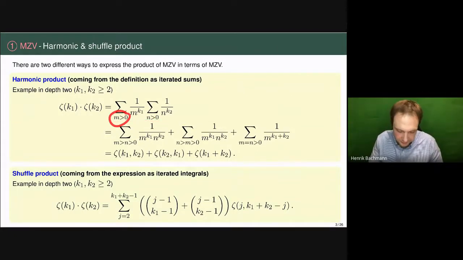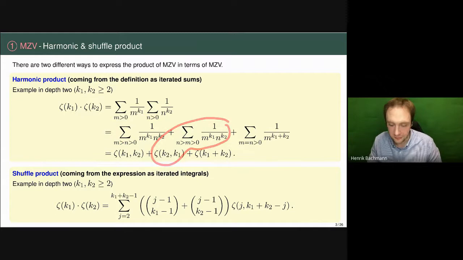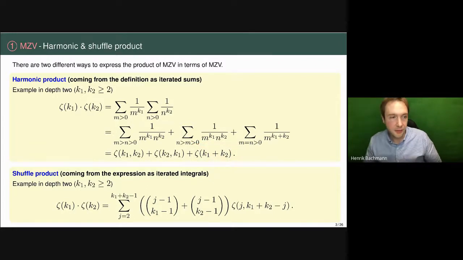Now I can split up this summation into these three parts, where either m is greater than n, or the other way around, or where they are the same. Then I see that this here is exactly this multiple zeta value in depth 2, this here is exactly this, and if they are the same, then the exponents add up, and I have, again, the single zeta value. So this is one way to multiply two Riemann zeta values. And another way is by taking this iterated integral expression. Then you have these two types of differential forms.